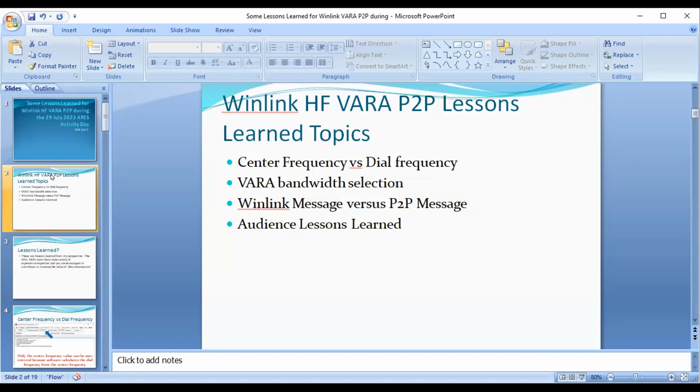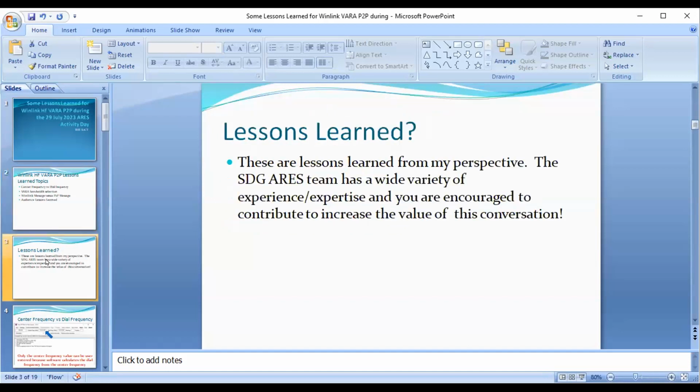After that, we'll talk about Vera bandwidth selection, and then the Winlink message versus peer-to-peer message, and then leave it open to anybody else who wants to contribute what they learned from the event. So these are from my perspective, and I'm sure others have more, so please feel free at the end to add on.